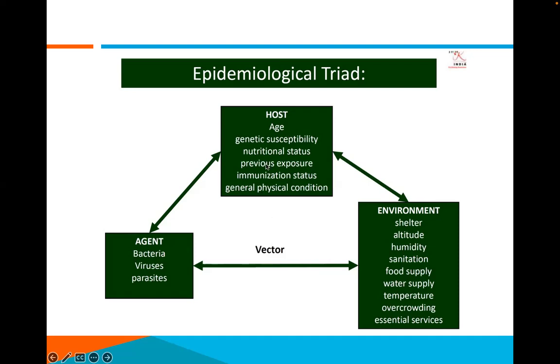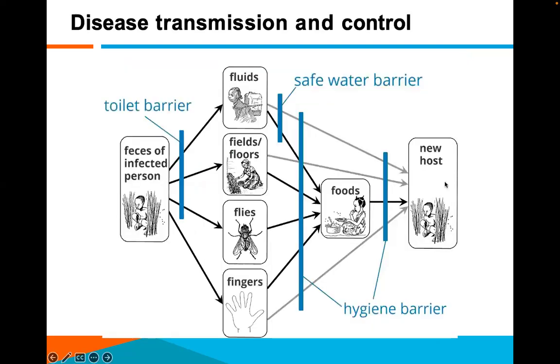If you are an individual host and you are being impacted negatively by this agent through a vector, how is your shelter like? How is the altitude? The place you live, how humid is the place? Your sanitation, your food supply. Do you eat kenkey with a lot of okra without meat? Or do you eat gobe with your normal eggs and your normal garnish tomatoes? Water supply, do you drink Voltic, Aquabel, or do you even drink water that is polluted? The temperature, how overcrowded your area is, and even some essential services. All of these would constitute the epidemiological triad that leads to disease manifestation.